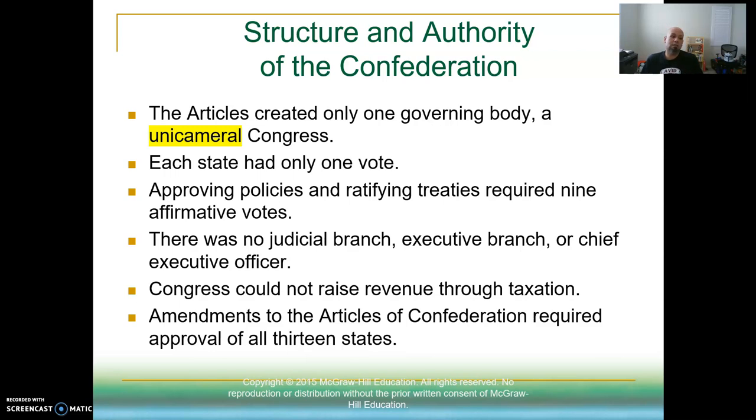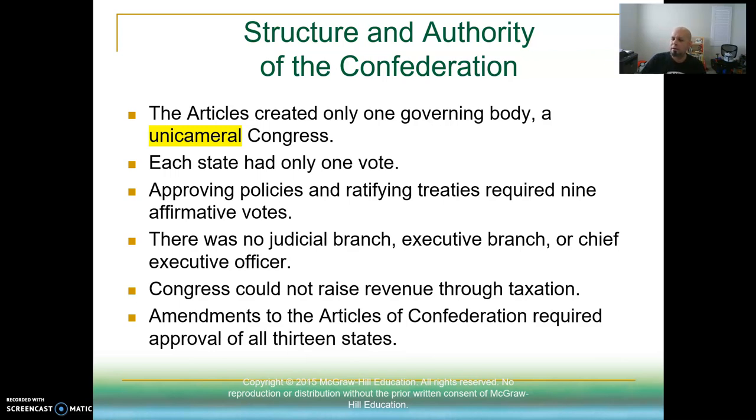The United Kingdom has a House of Commons and a House of Lords. The United States has the House of Representatives and the U.S. Senate. And we didn't have that under the Articles of Confederation. It was just the Congress, one group of people. Okay, each state only had one vote. There were a lot of people there, not just one person from each state. There was a delegation from each state, but each state only got one vote in the Congress of the Confederation.